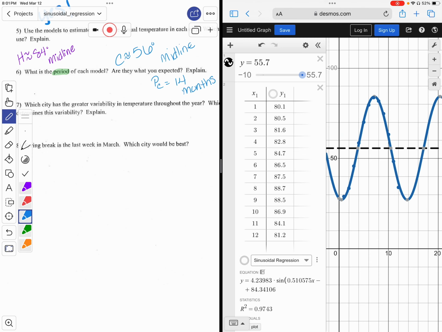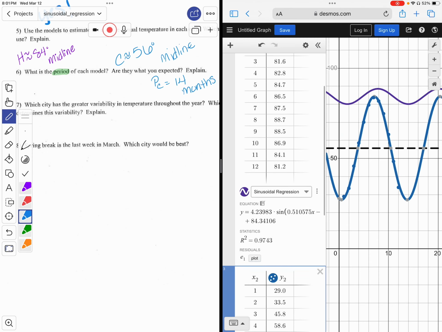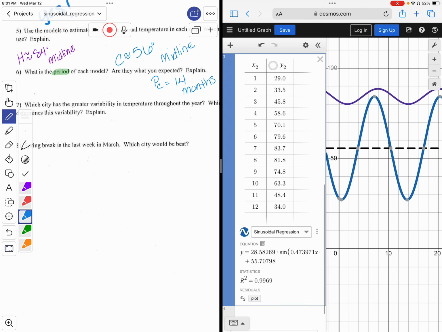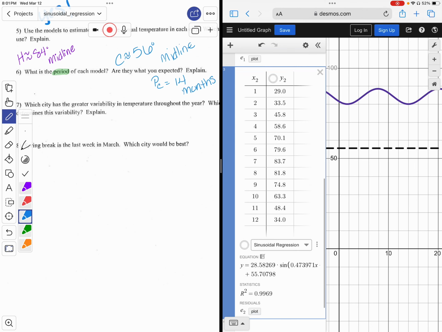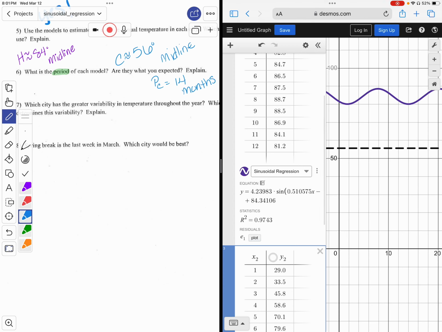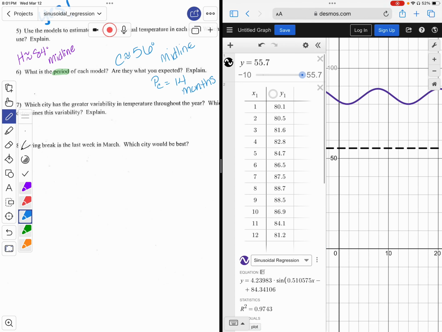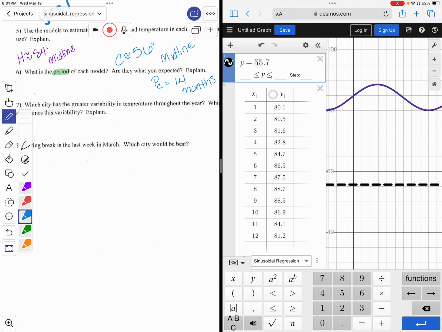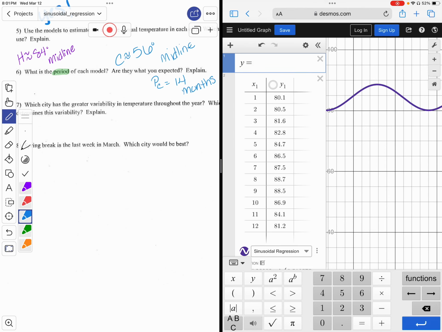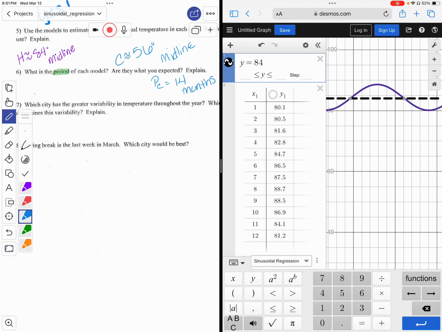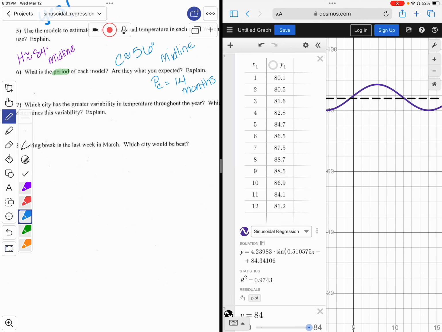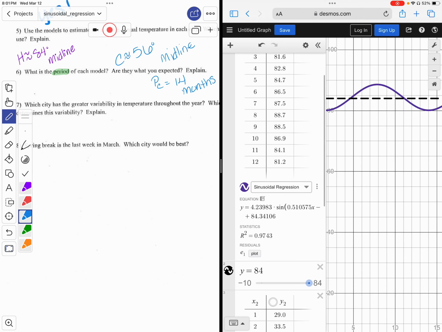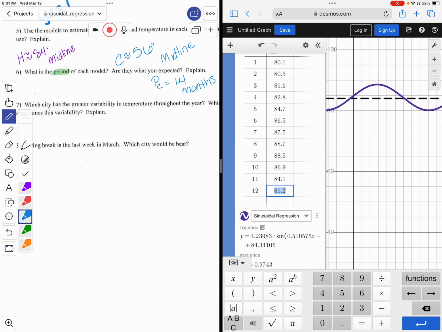Let's go and look at Honolulu. We turn off these data points. At Honolulu, if we zoom in, the middle of this graph we said was about 84 degrees. Yeah, something like that. Here in this graph, trying to zoom in, goodness.